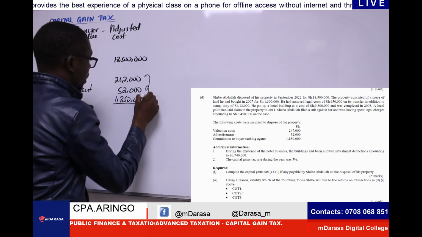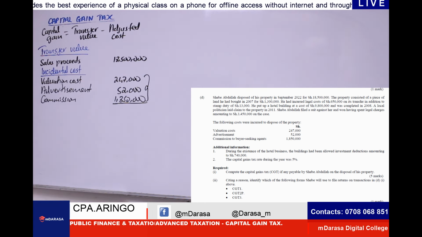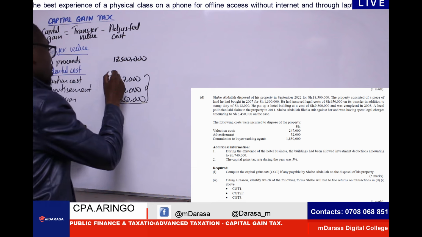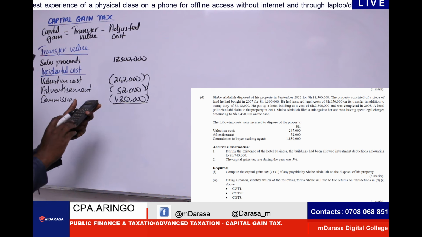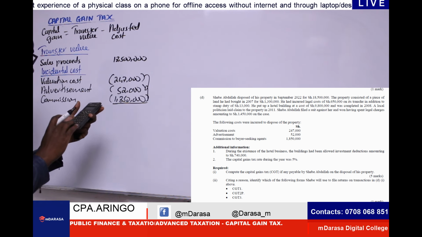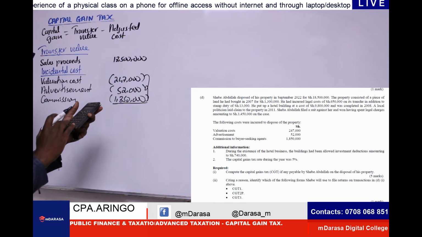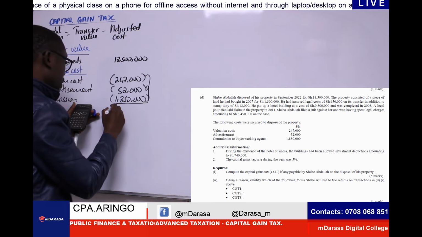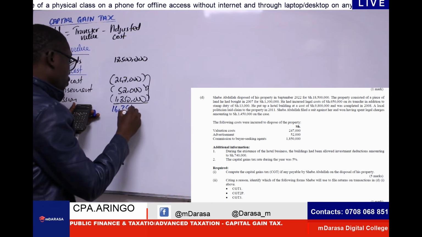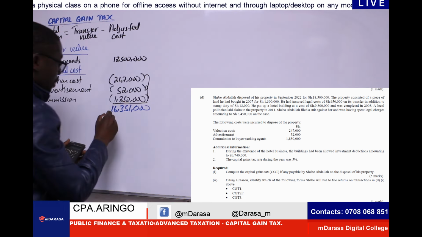So, we can all agree that our incidental cost will therefore be a figure of how much if we sum them up. We can just deduct them directly. Where we are talking of 18.5, we less 247, we less 52, we less 1850. So we can all agree that our TV should be 16,351,000. This is our TV.